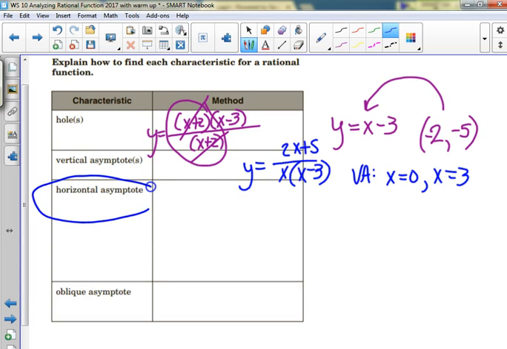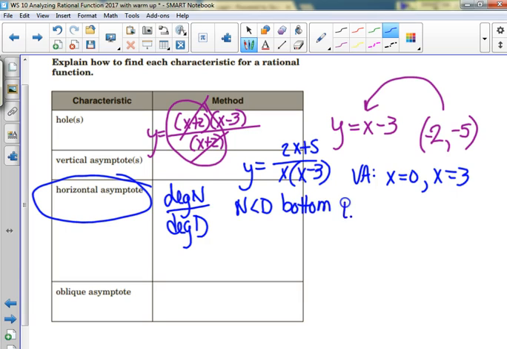This I kind of want an explanation. How do you know when there's a horizontal asymptote? What do you look at? Okay, the degree of the numerator and the degree of the denominator, right? If the degree of the numerator is less than the denominator, then what? Okay, bottom heavy. And when it's bottom heavy, the horizontal asymptote is at y equals 0.